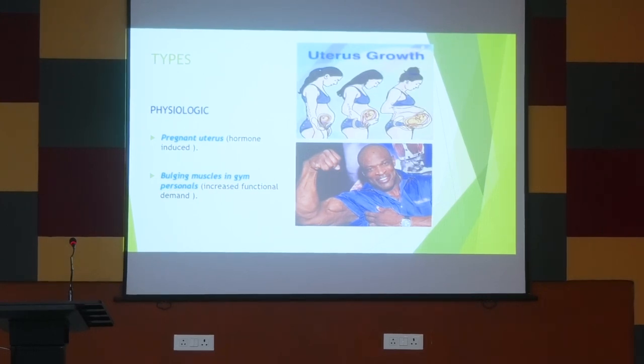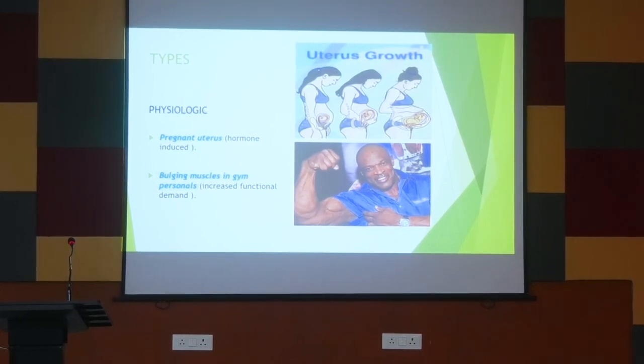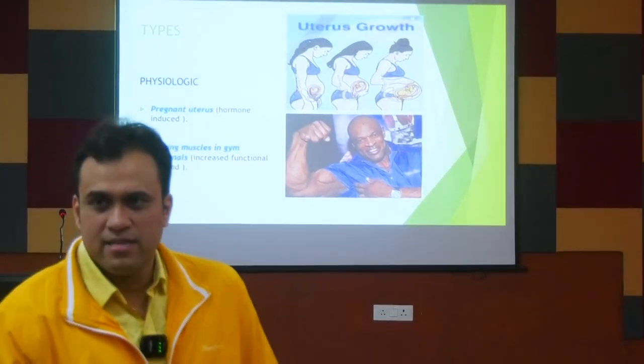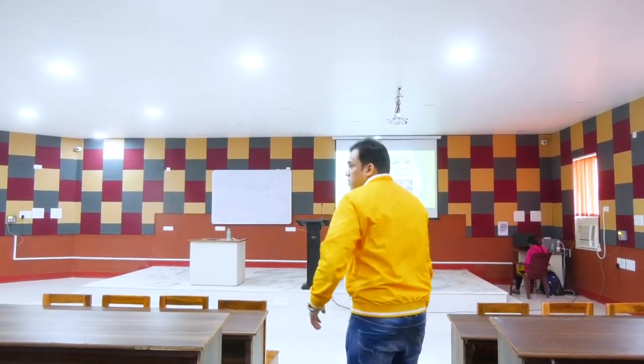Then bulging muscles in gym personals or bodybuilders. You need not be a bodybuilder, just go to the gym and start lifting weights. The easiest is biceps, which everybody does, with whatever weight you want, say 10 kilo at least, and you see the difference after a few days, the muscle starts to bulge. That is an example of hypertrophy because of increased functional demand. There is more demand because you're working more on your muscles. That's why you get this kind of hypertrophy in bodybuilders.